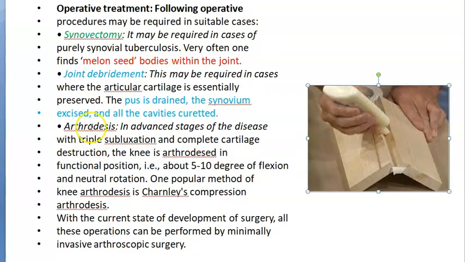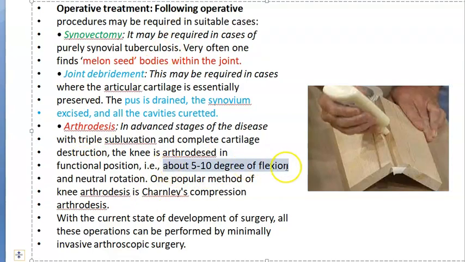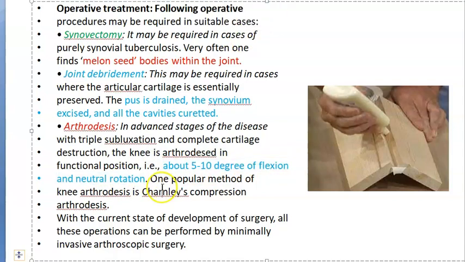Arthrodesis is fusion of the joint. So this they will do only if nothing else works. They will put it in a functional position, that is 5 to 10 degrees of flexion and neutral rotation. This is the position in which they will fuse the joint, so you cannot move the joint. Okay. This only they will do if you cannot do anything else.